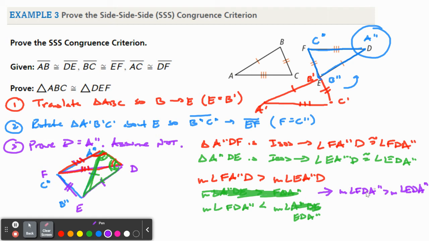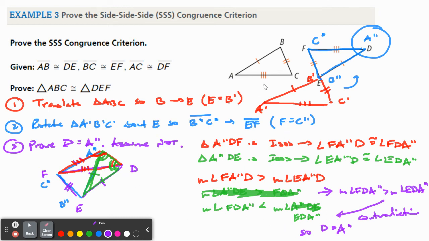But if you notice here, when you do that substitution, now we've contradicted this bottom statement, because this one said they're less than, but because these are isosceles triangles and we substitute, this is a contradiction. So right here, this proves that assuming they're not lined up is false. So we can conclude now that D is equal to A double prime. And there we have a rigid motion that exists, so that these two triangles are congruent.